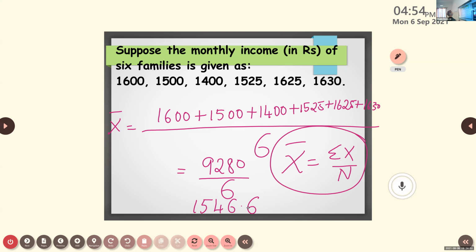And it is rounded off, and they have put 1547 in your textbook. It is because the income has 60 paise like that. Because of that, they have rounded off, but it is not compulsory that we have to round it. Otherwise also the answer will be correct. So here we added all the numbers and divided by the number of observations, then you get the arithmetic mean.